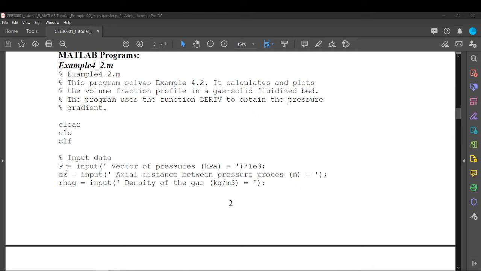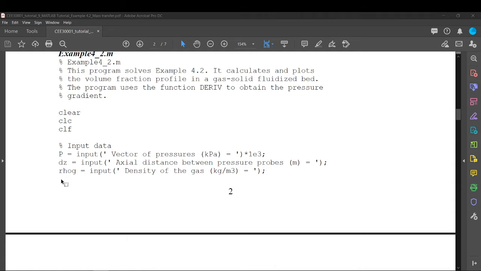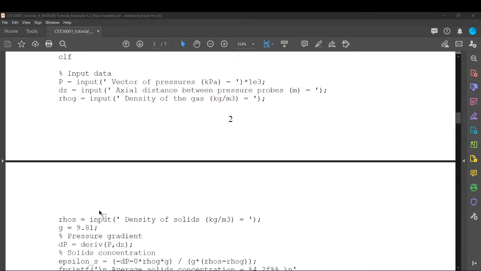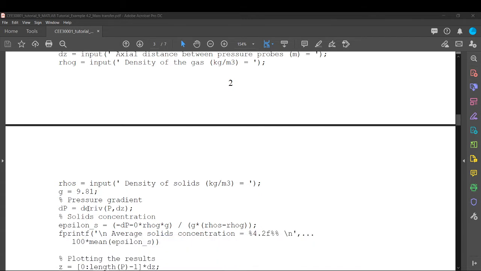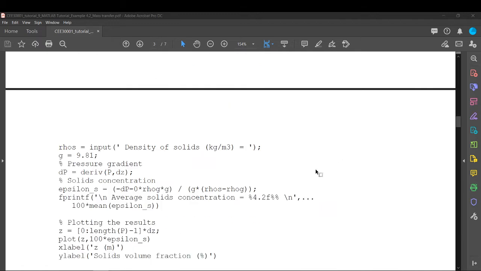Over here is the input data that we have to input to the program. P is the vector of the pressures, dz is the axial distance between the pressure probes, rho G is the density of the gas, and rho S is the density of the solids, where g is 9.81. The pressure gradient is dP, and we will use derive over here, and the solid's concentration is calculated as given in equation 2.